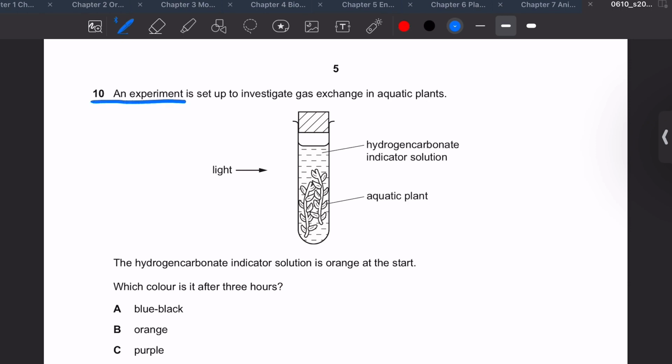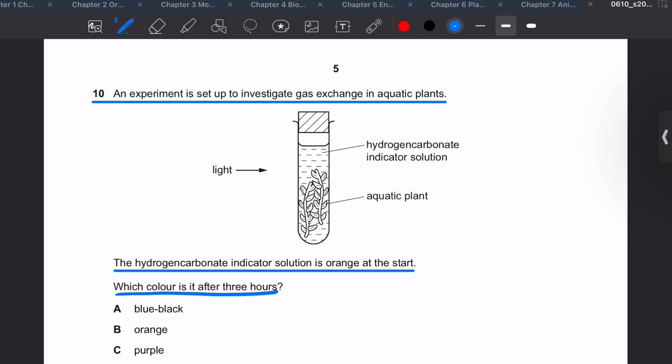Number 10. An experiment is set up to investigate gas exchange in aquatic plants. The hydrogen carbonate indicator solution is orange at the start. Which color is it after 3 hours?